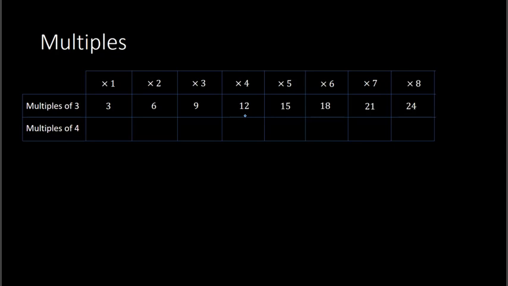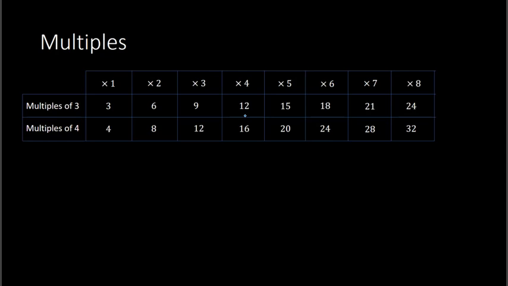If we do the same thing with multiples of 4, 4 times 1 is 4, times 2 is 8, 4 times 3 is 12, 16, 20, 24, 28, 32, etc. Those are all multiples of 4 because we're multiplying by numbers to get that new number.